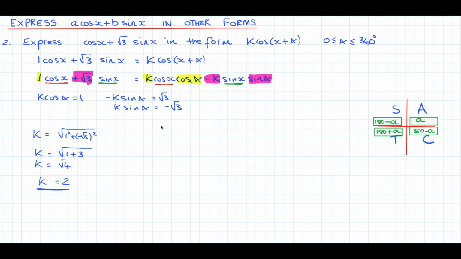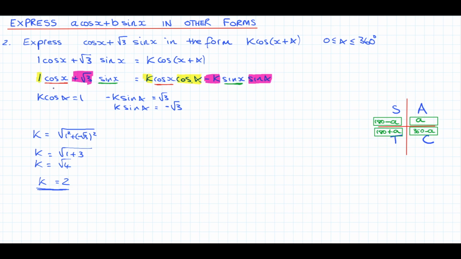Now I've written 1 cos x plus root 3 sin x equals k cos x plus alpha, made them equal to one another. And I've used the expansion this time for cos a plus b. It's essential that you write out the expansion. So 1 cos x plus root 3 sin x equals k cos x cos alpha minus k sin x sin alpha.